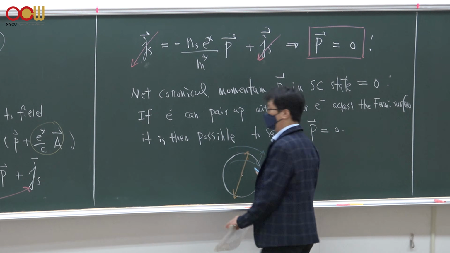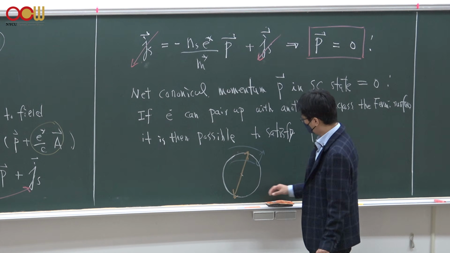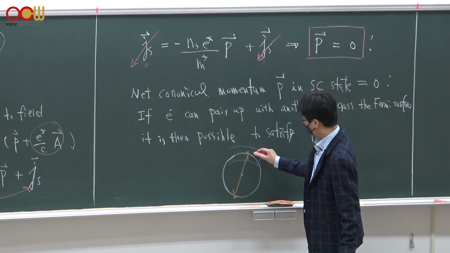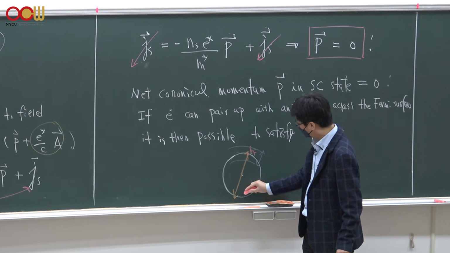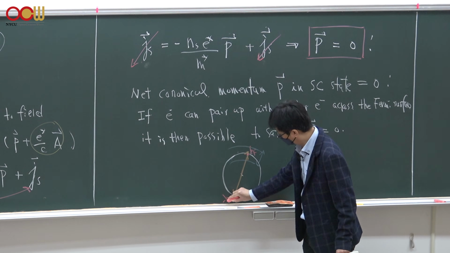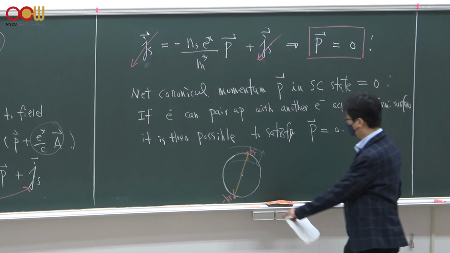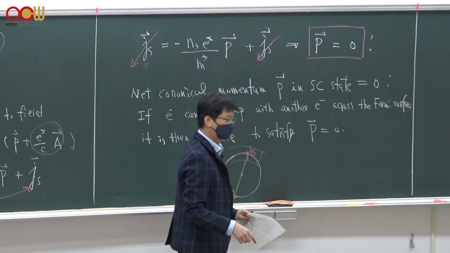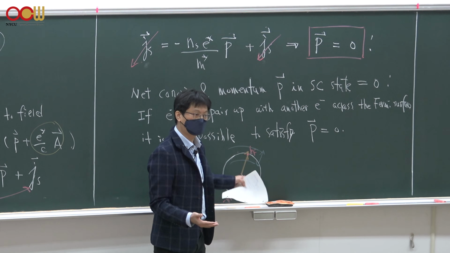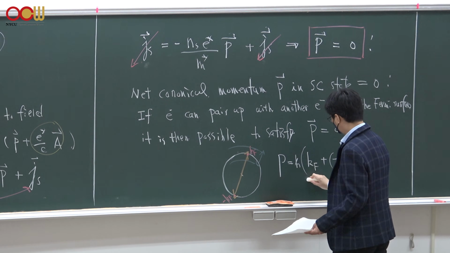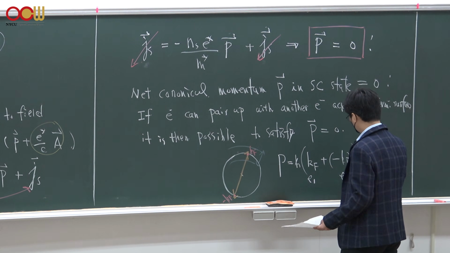But we know that at low temperatures, all these active electrons are close to the Fermi surface. Suppose I have an electron here carrying plus Kf, and an electron there carrying minus Kf. Now if these two electrons are paired up, then if I sum over the momentum of these two electrons, I get 0. This is electron number 1, this is electron number 2.